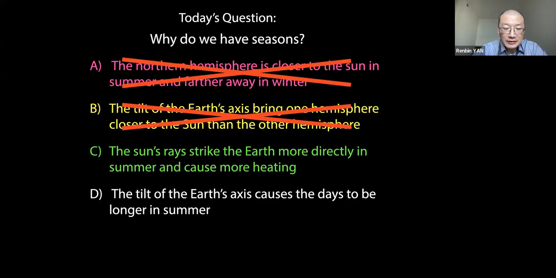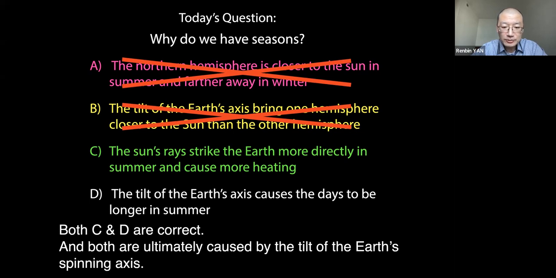So you can see that in this poll, option C says the sun's rays strike the Earth more directly in the summer and cause more heating. This is one of the correct reasons. And D says the tilt of the Earth's axis causes the days to be longer in summer. Indeed, right? The daytime is longer during the summer than during the winter, so we have longer periods of sunshine. This is also a reason why summer is hotter than winter. So both C and D are correct. Both are ultimately caused by the tilt of the Earth's spinning axis.